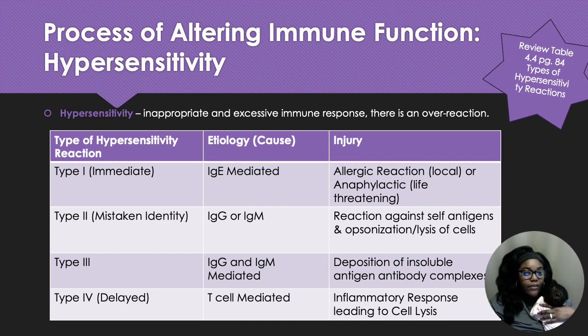So the first 3 are related to B cell mediation because that's a part of humoral immunity. So type 1, type 2, type 3 fall under humoral immunity because there are immunoglobulins involved. Type 4 is the only one where there is T cells, T lymphocyte mediation, and it does lead to an inflammatory response that leads to cell death or cell lysis.